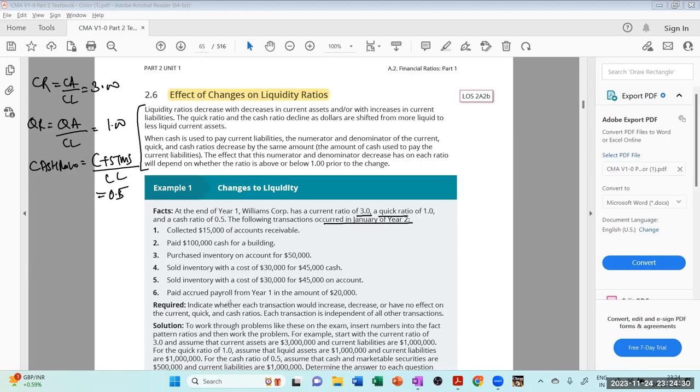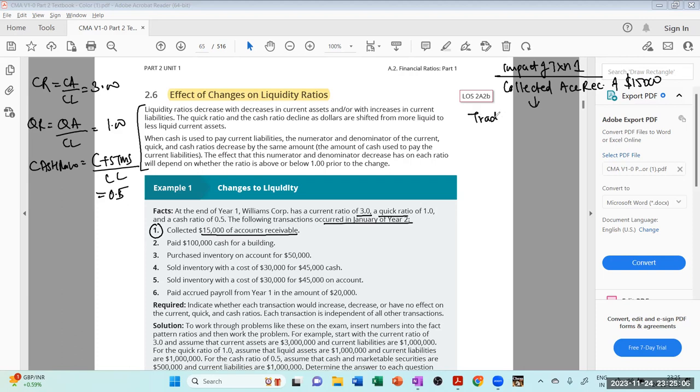The following transactions occur in January. Indicate whether each transaction, they are not asking you on an overall basis. They are asking you transaction wise. So first, they are asking you if you collected 15,000 of accounts receivable. So what is the impact of transaction 1? Collected accounts receivable of $15,000. What will happen because of this?